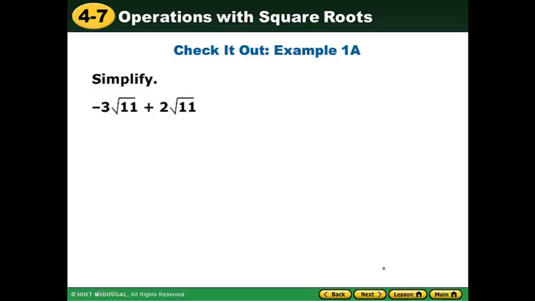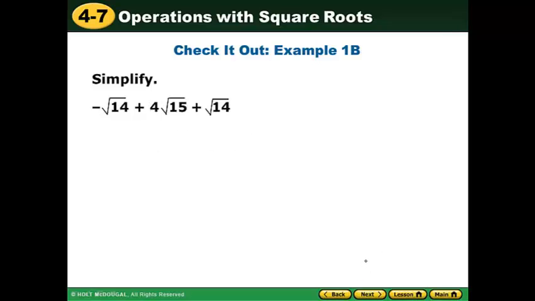Okay, welcome back. So here, the radicand is the same. We can just go ahead and add them. So this will be negative 3 plus 2. In this case, that is going to be negative 1, and we want to keep the negative sign. It's negative 1. Remember, in math, we do not like to write the ones. They're invisible. So this is negative 1, but we just put negative square root 11.